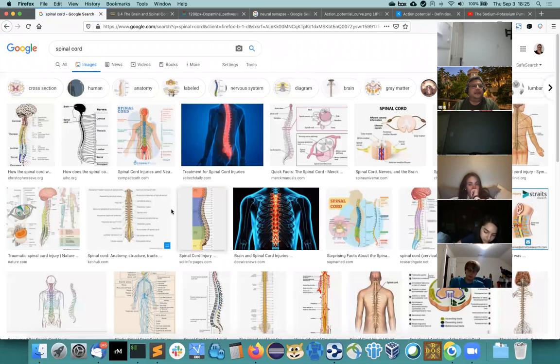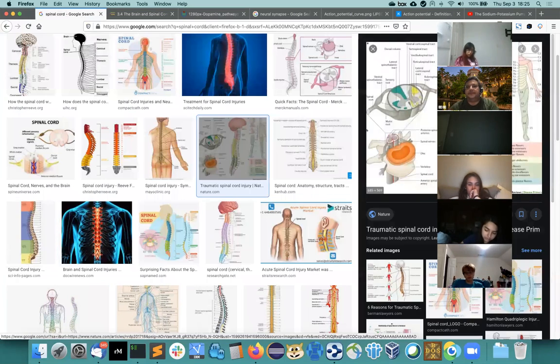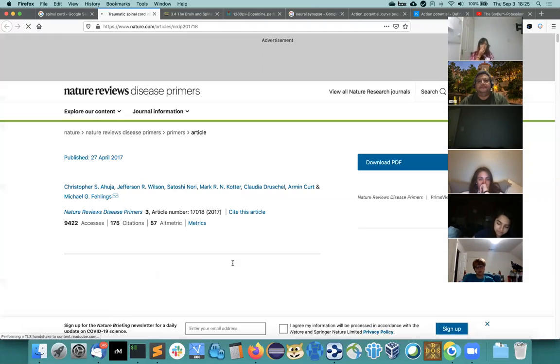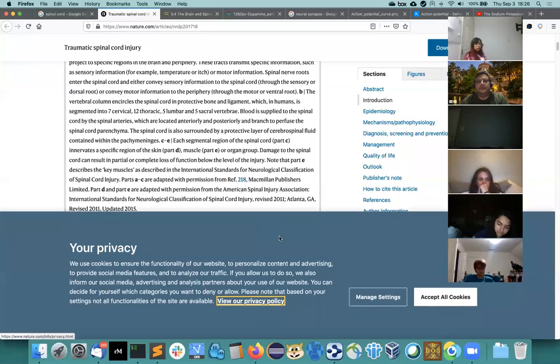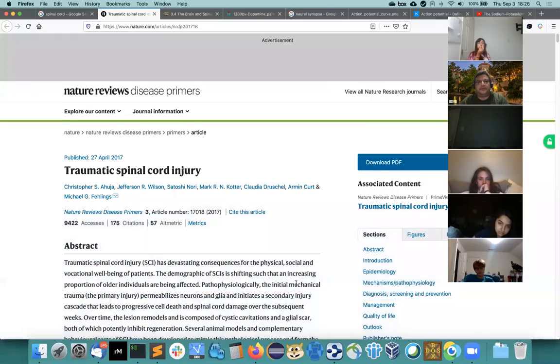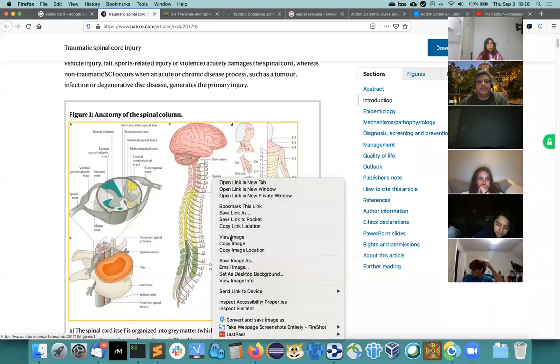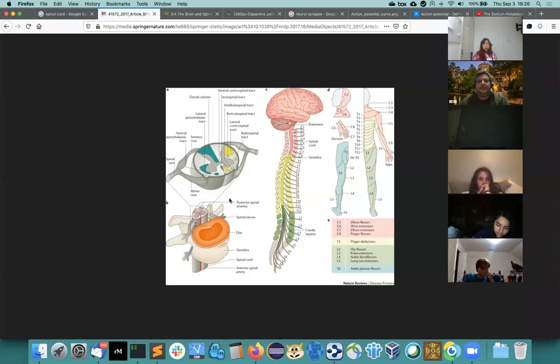And let's see if I can find a nice picture of the human spinal cord. Yeah, this one's not bad. Let me see if this will work. Oh gosh, I hate these. Accept all cookies. Yes, whatever. Okay, so here we go. So let's view image. And so here's the image. Let me make this a little bigger.